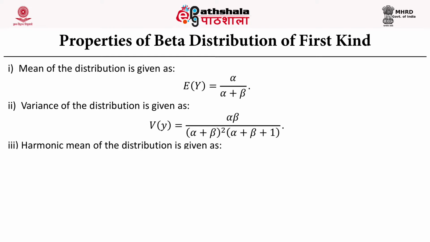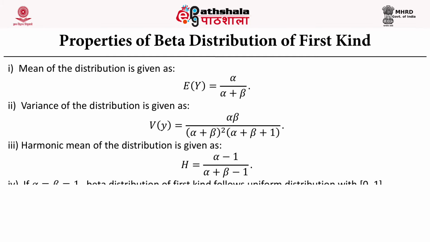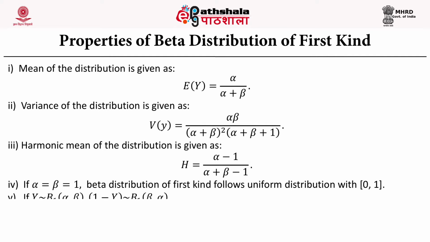If alpha is equal to beta is equal to 1, beta distribution of first kind follows uniform distribution with interval 0 to 1. If Y follows beta distribution of first kind with parameter alpha, beta, then 1 minus Y follows beta distribution with parameter beta, alpha.